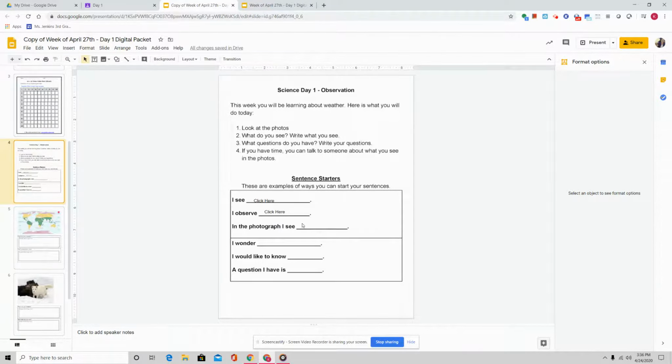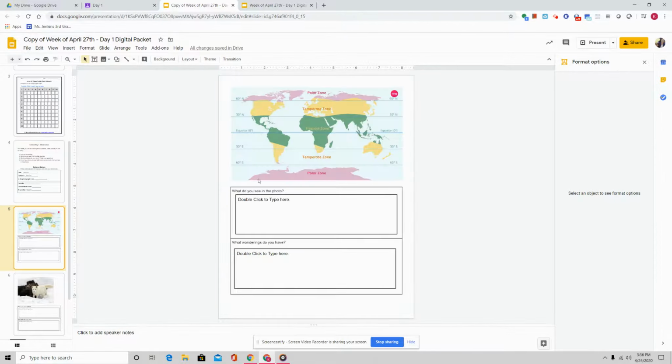So these are sentence starters that are going to help you write your sentences. I see blank. I observe blank. In the photograph, I see blank. So those are going to be for what you're looking at, and these are going to be for your questions. You don't have to use those, but if you need them, they're right there. So we've already done this before. If you remember back when we saw the rain on the window, I think it was early on last week, probably Monday.